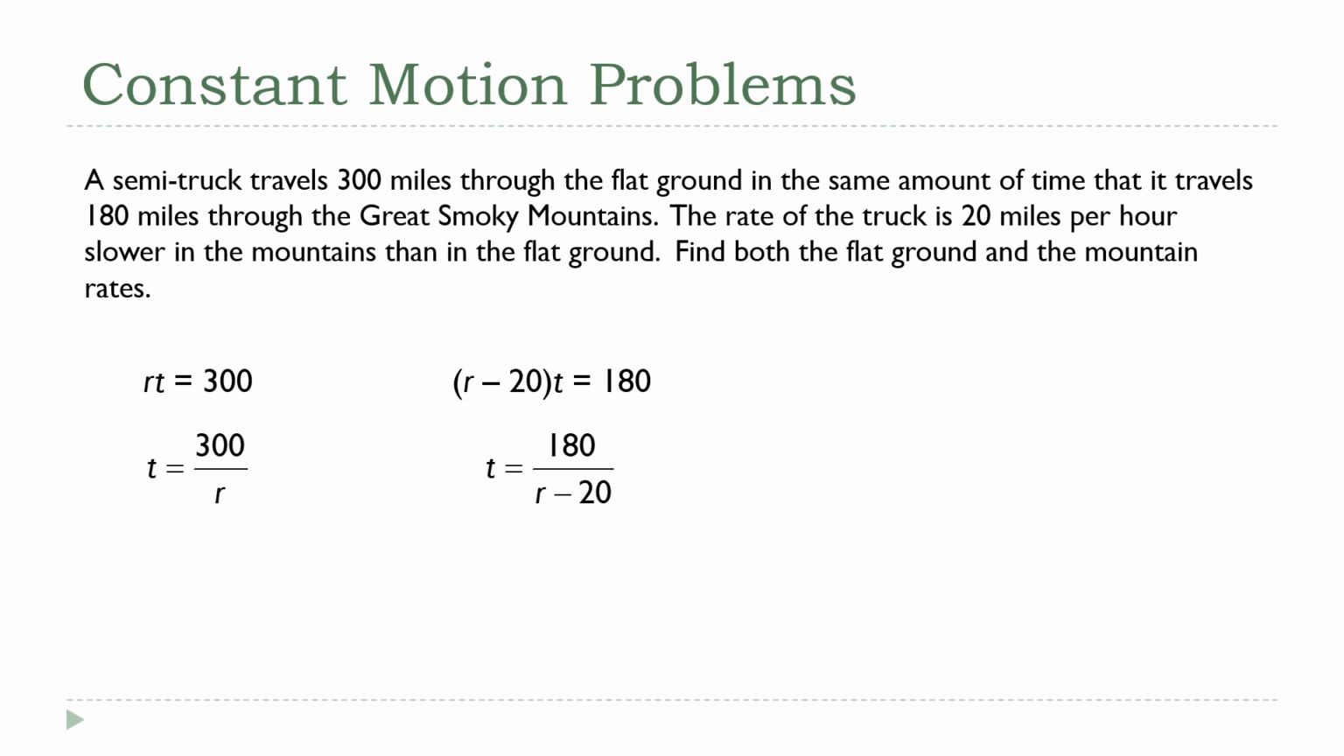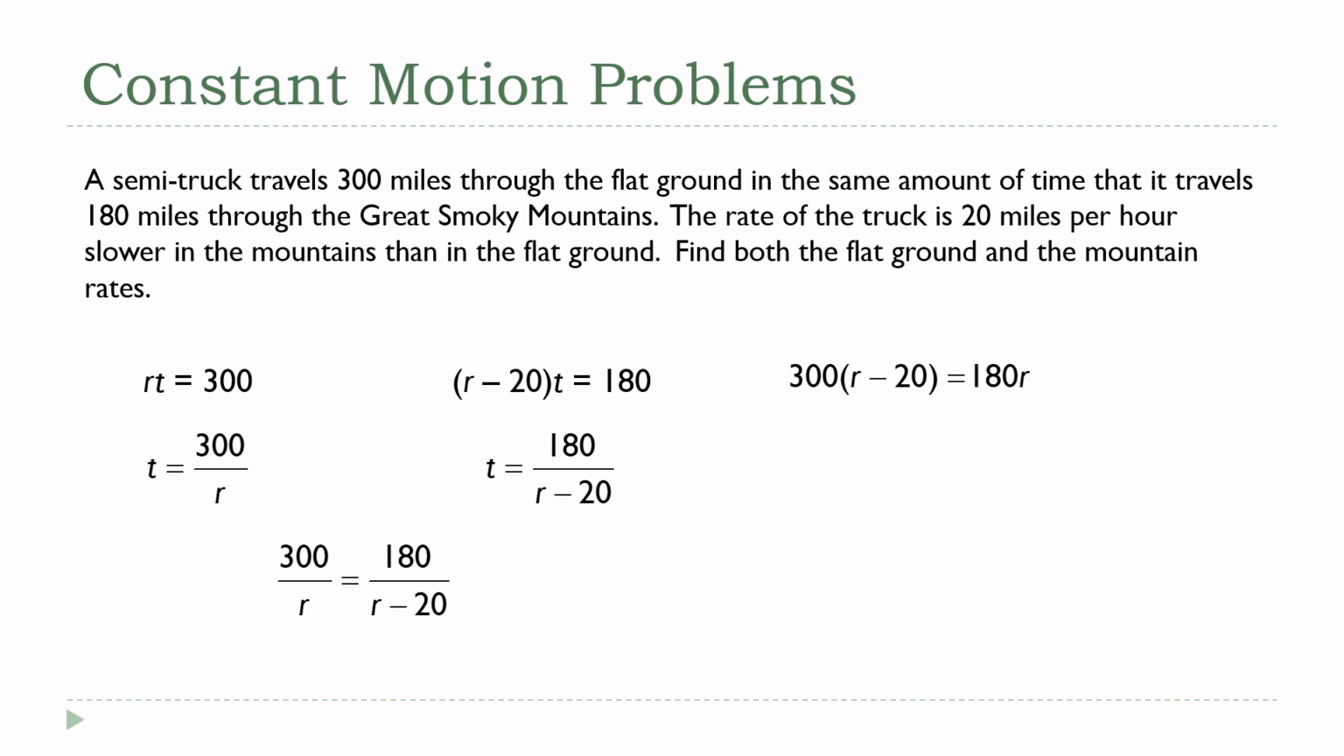Well, if T is equal to both of those two things, then I can set those two things equal to each other. It's a substitution, essentially. So that gives me this equation, 300 over R equals 180 over R minus 20, and this I can solve. I'm going to start by cross-multiplying, and I'm a little out of room, so I'm going to jump up to the next column here. That gives me 300 times R minus 20 equals 180 times R.